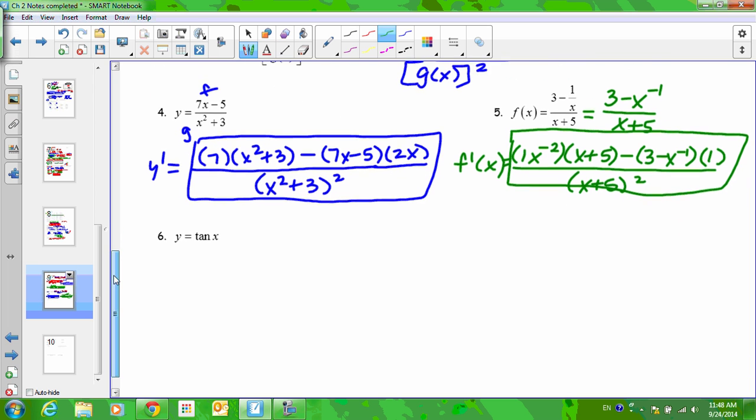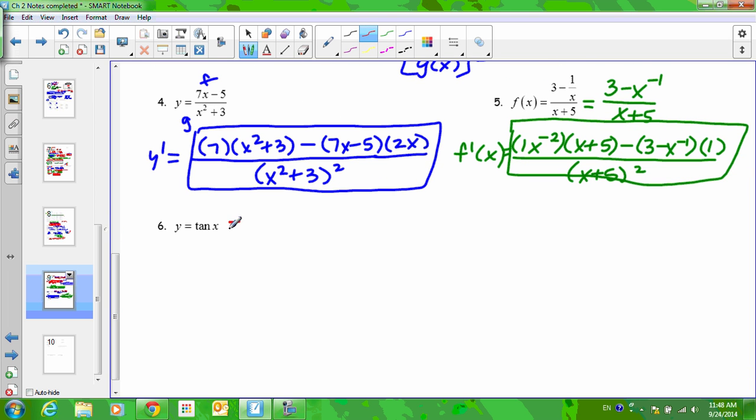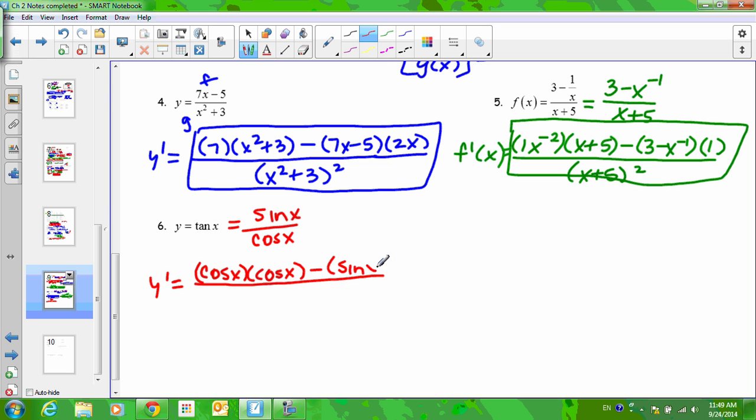Okay, tangent doesn't look like a quotient, but it actually is. I'm going to rewrite this as sine x divided by cosine x. So my y prime is going to be, write the fraction. This was a trig identity, by the way, you learned last year. Derivative of sine, that's cosine x. Then we just write the denominator, which is also cosine x, minus. Now I just write the numerator times the derivative of the denominator, all over the denominator squared.